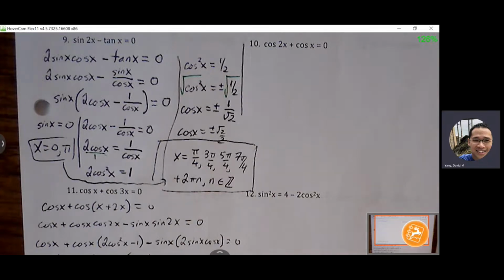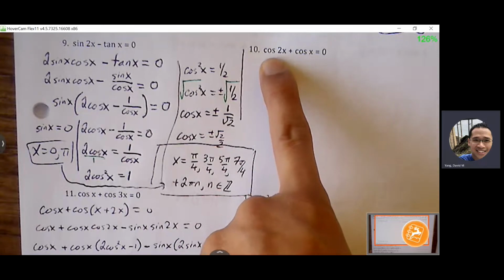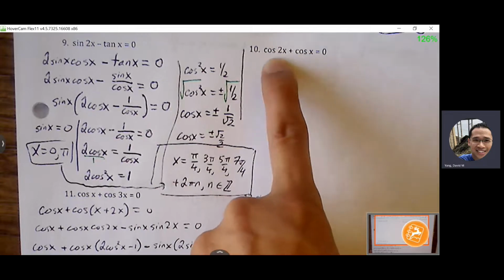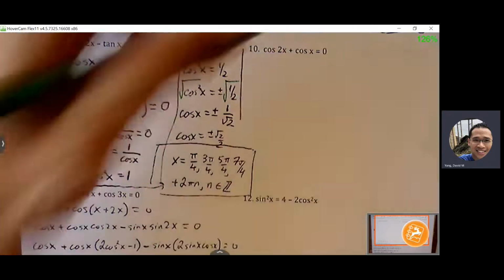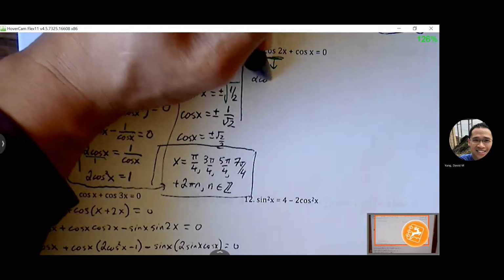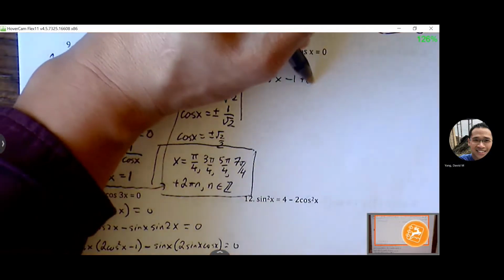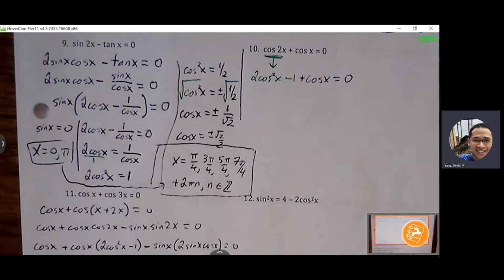All right, 10 is also expanding a double angle. What do you think would be the best one to use for this problem? 2 cosine squared minus 1. Yeah, right. I see there's only cosine involved in the equation, so if I get everything in terms of cosine, it'll help move us towards our answer a lot faster. Okay, rearrange, factor.